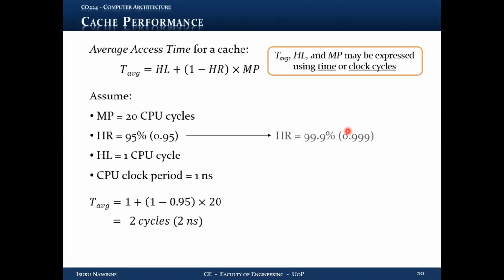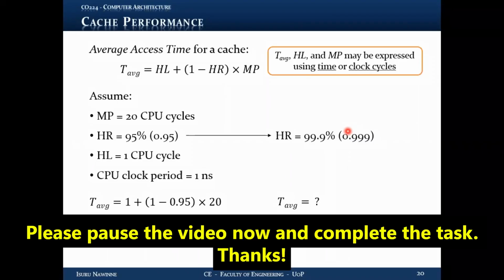Now, can you do this calculation? If your hit rate goes up to 99.9%, if we can, with some techniques, improve the hit rate up to 99.9% from 95%, that is, the fraction is 0.999, what is T average? Can you quickly calculate and tell me?